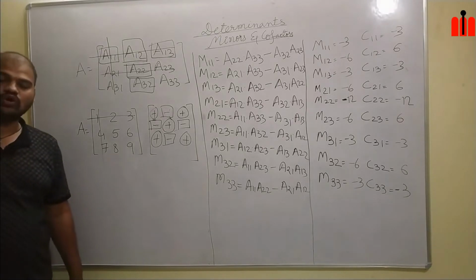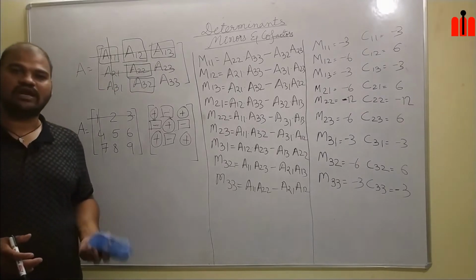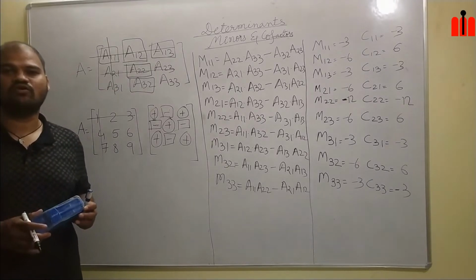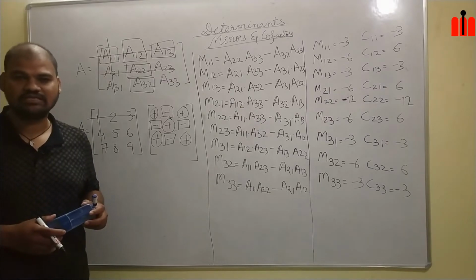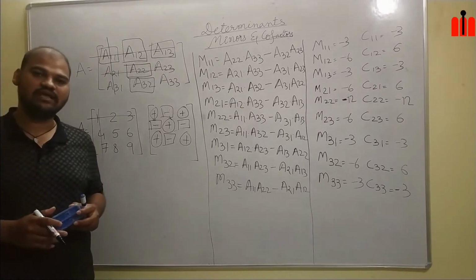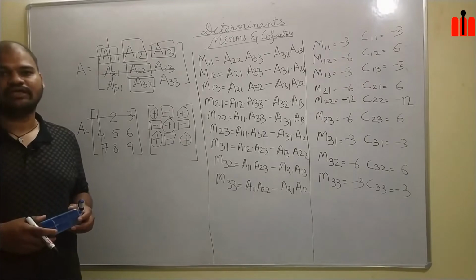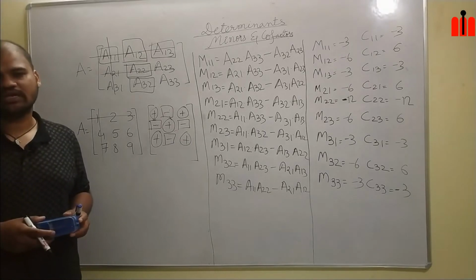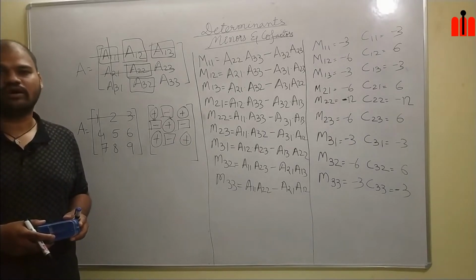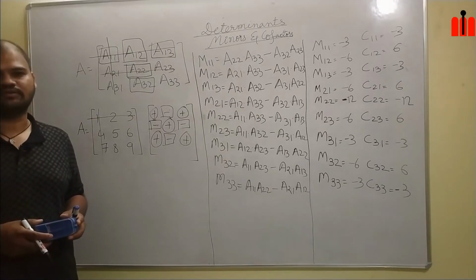Okay, so what we have done till now, we have understood how to find the minors and cofactors for a 2 by 2 matrix and a 3 by 3 matrix. Just have a look at the notes. Next we will go through our determinants.